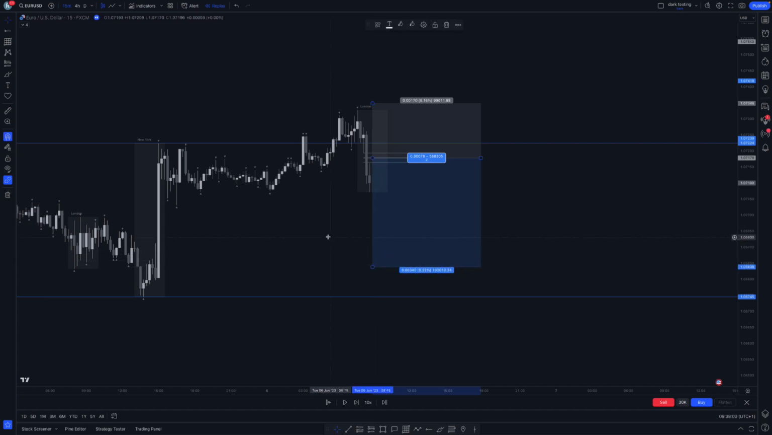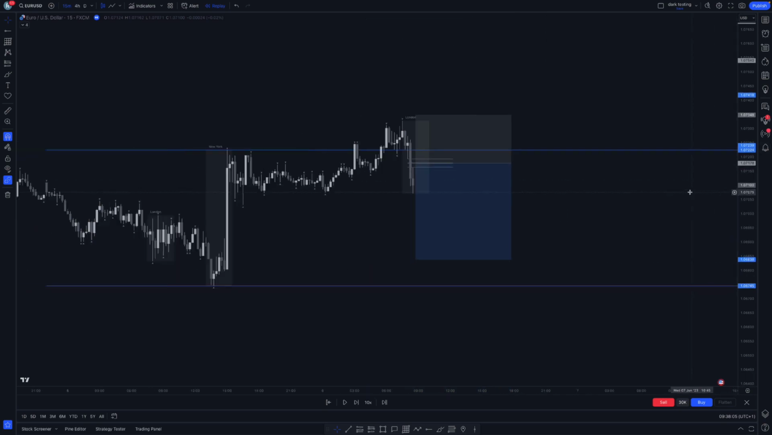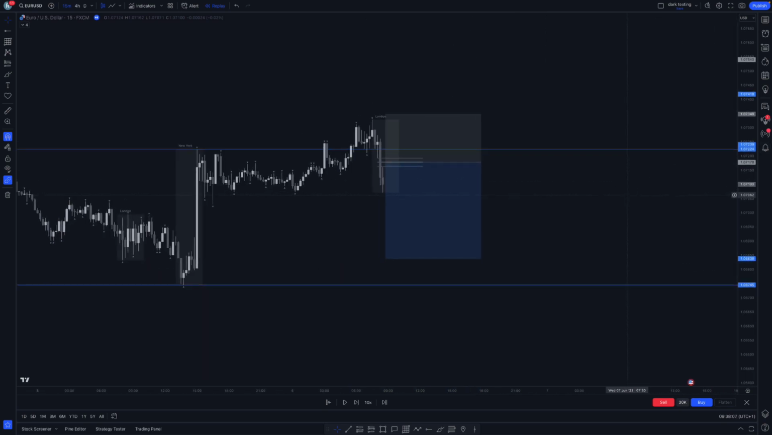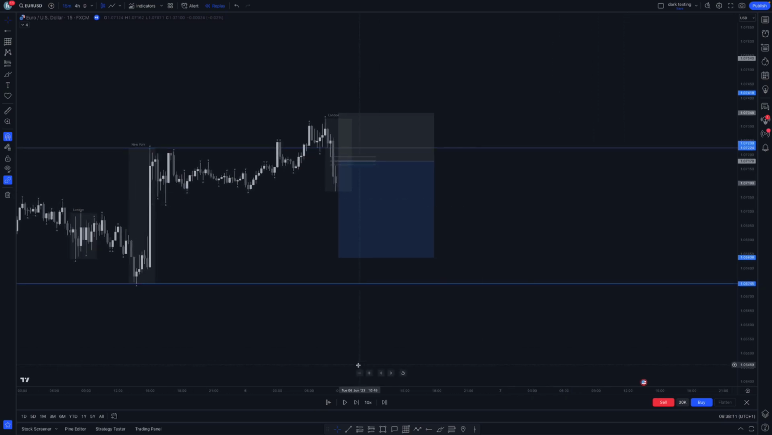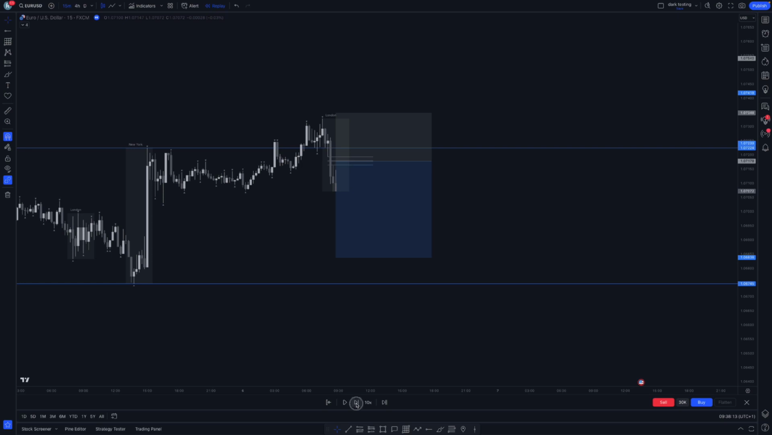So this right here is actually quite a big sort of trade. 34 pip target, which potentially might not get hit because the overall average daily range of EU is quite small. So let's just see what happens.